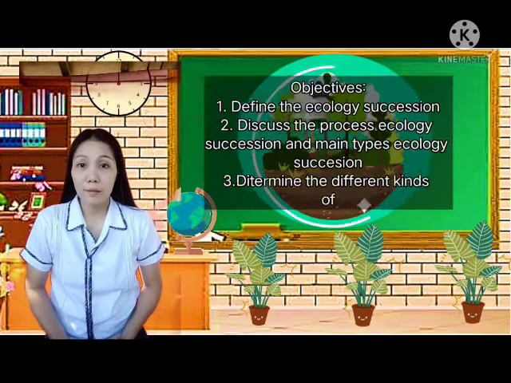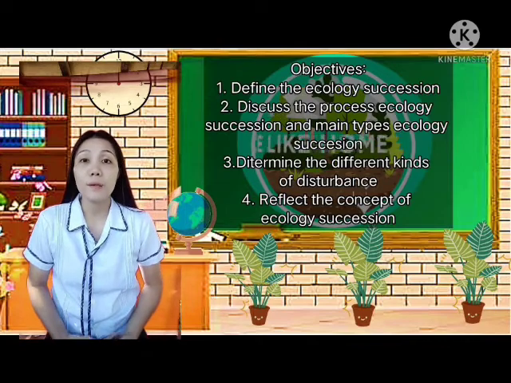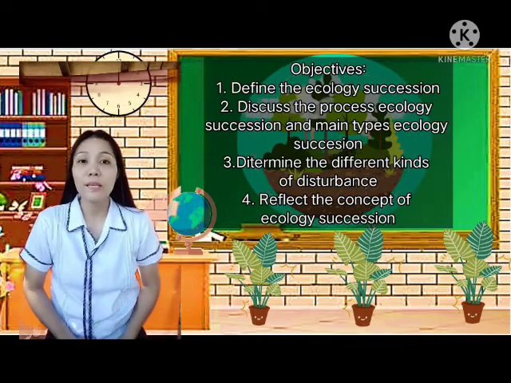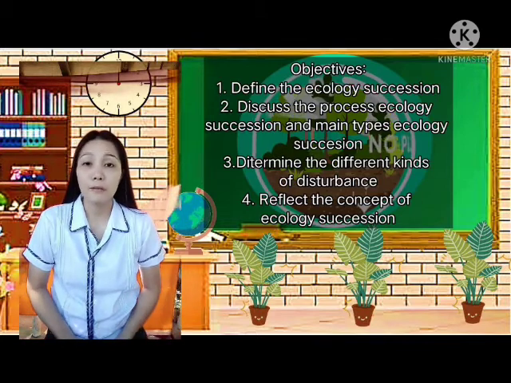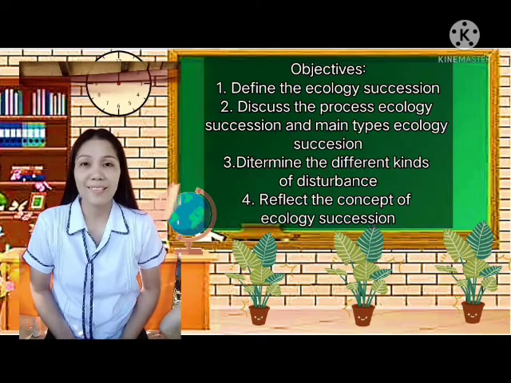In this lesson, the learners are expected to, first, define ecological succession. Second, discuss the process of ecological succession and the main types of ecological succession. Third, determine the different kinds of disturbance. Fourth, reflect on the concept of ecological succession.